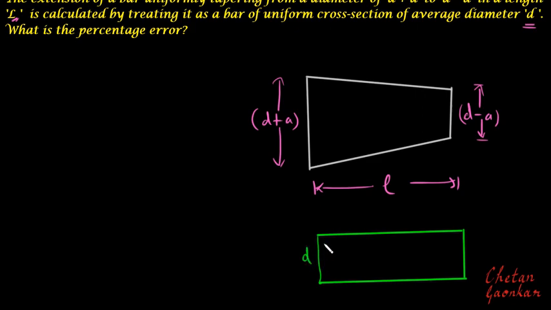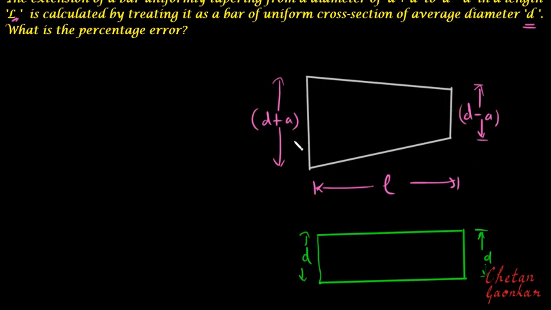So we are basically assuming it to be of uniform diameter d, but actually the bar varies from d plus a to d minus a. If we assume it to be of uniform diameter d and then calculate the extension in this bar, what will be the percentage error? For this, we first calculate the deformation in the actual bar, then we calculate the deformation in a bar wherein we consider it of average diameter d, and finally we calculate the error, and then the percentage. So first let us calculate the extension in the actual bar.